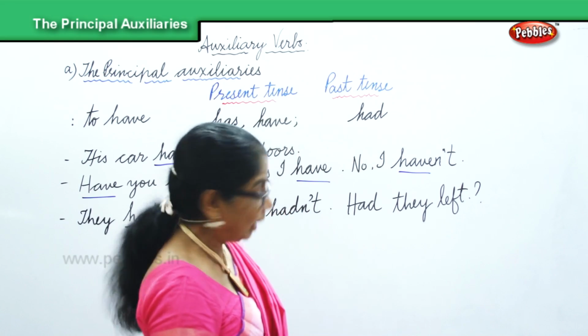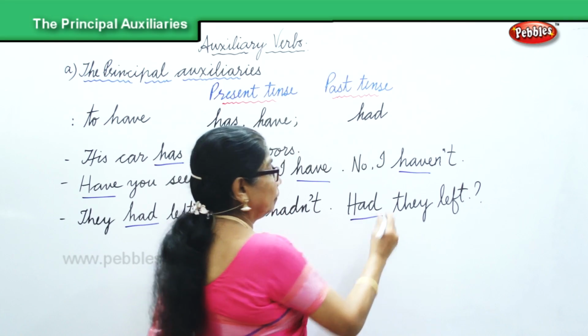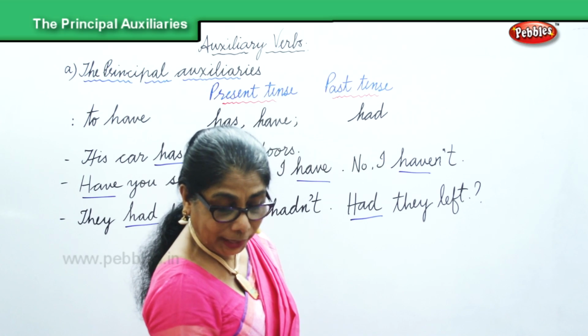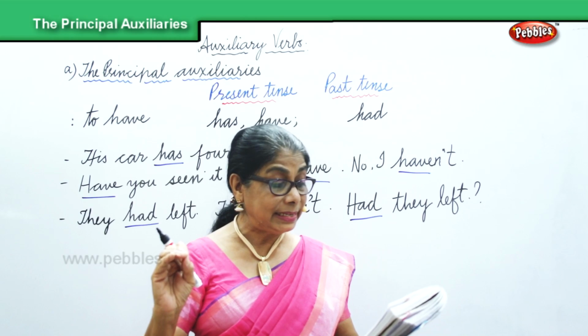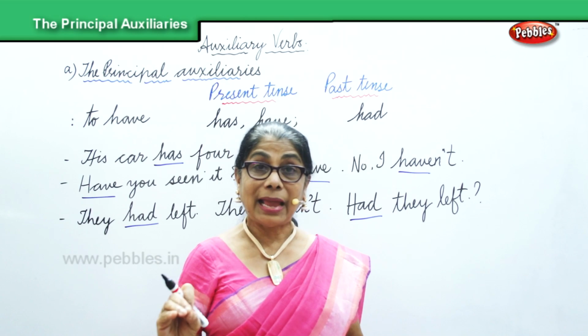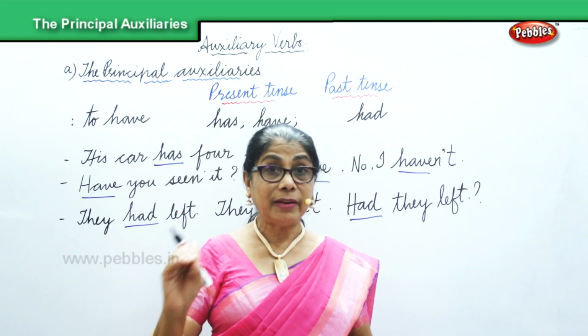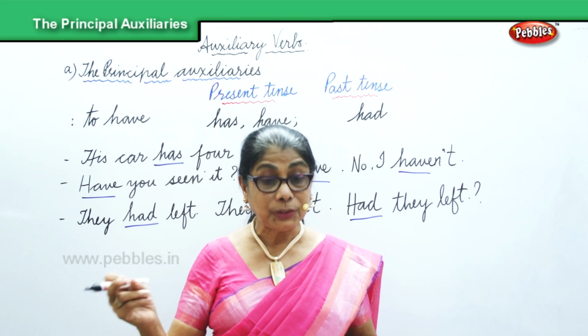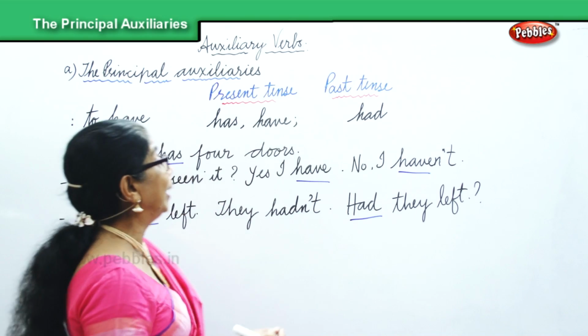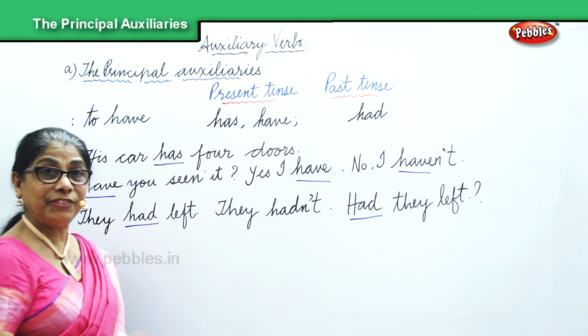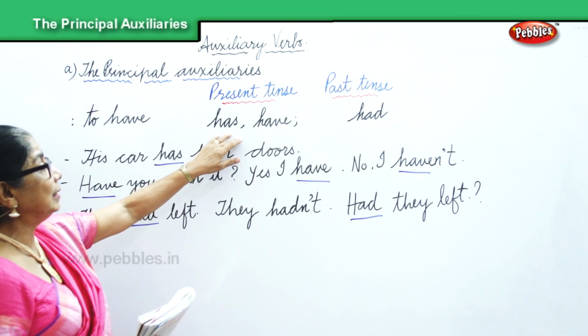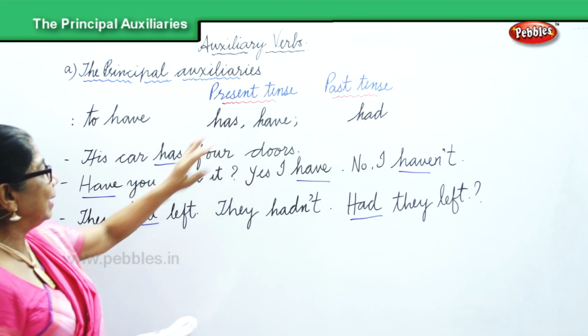Fine. We are looking at principal auxiliaries. First we did "to be", and those verbs in the present tense are am, is, are. In the past, we have was and were. And here, in the second part, we have "to have". In the present tense, the verbs are has and have.